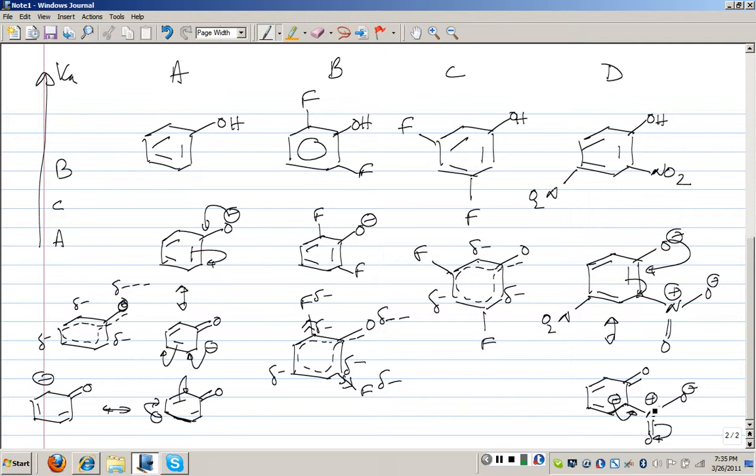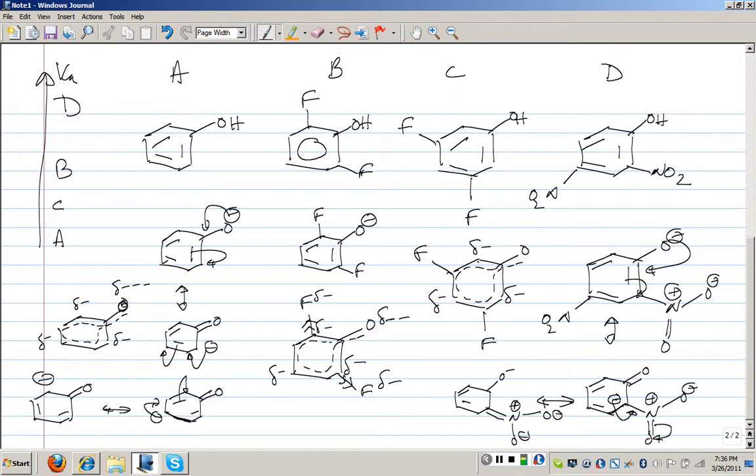So not only do I have inductive stabilization by the N, but I also have resonance stabilization by the nitro group. And that resonance stabilization deposits the minus charge on an atom that is actually an electronegative atom. It's an atom of oxygen. So what I'm actually getting then is not just inductive stabilization, but really quite effective resonance stabilization in the nitro phenoxide. And of course, if I put two nitro groups on, there's massive amounts of stabilization. So compound D is actually a very strong acid.